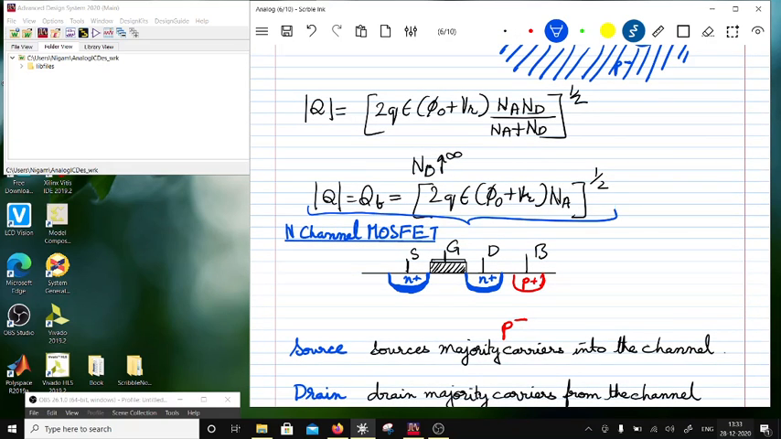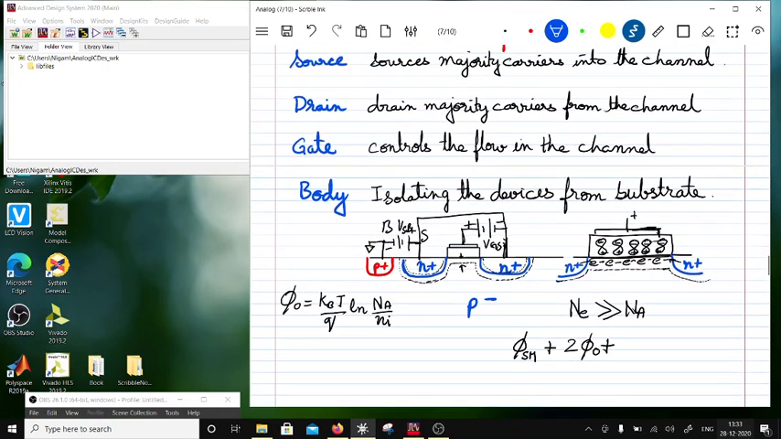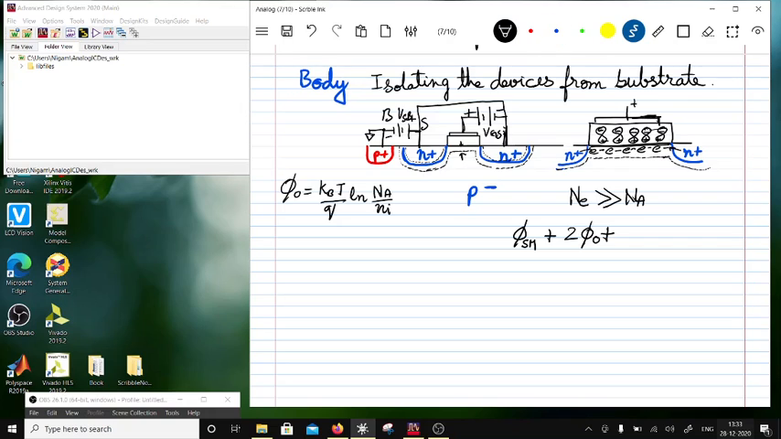charge. The potential due to this charge is going to be equal to QB by COX, so it has to overcome that QB by COX. Now you can also have an implant here of negative ions so as to adjust the threshold voltage, which I can write as minus QSS by COX. This will be equal to the threshold voltage.